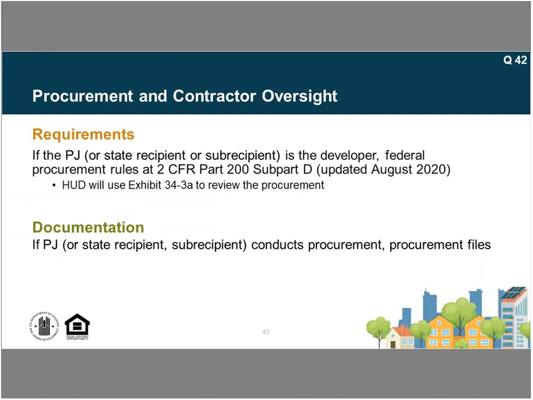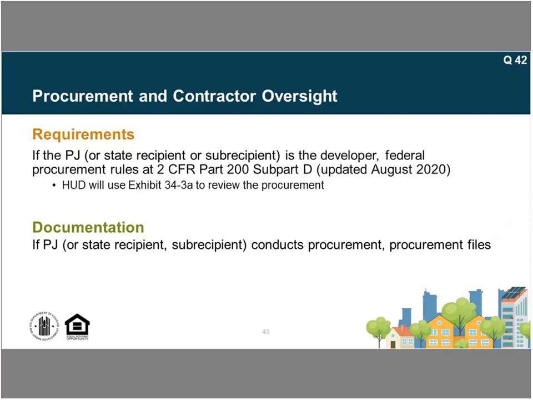So the monitoring exhibit includes one question on procurement and contractor oversight, and this is only applicable if the PJ or the state recipient or subrecipient is procuring the contractor. So if the PJ, subrecipient, or state recipient is procuring the contractor, then it triggers the procurement rules at 2 CFR 200 subpart D. This is under the post-federal award requirements.